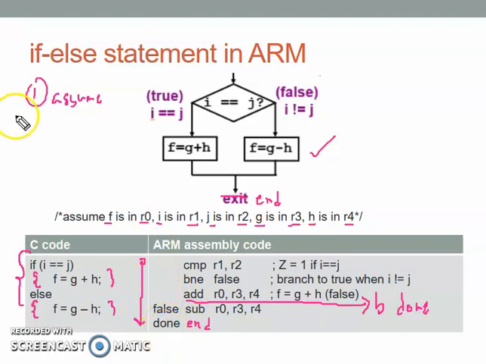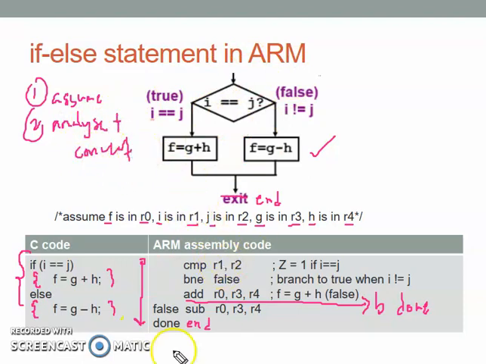Alright, so again, let us recap the process. How to convert a C code to its ARM assembly code? First, we have to understand the coding. That's the first one. In terms of starting our writing, the first step is to assume the variables with respect to the registers. And the second one is we do the analysis. Analyze the coding and then do the conversion.